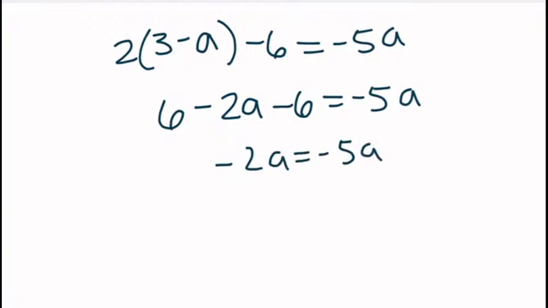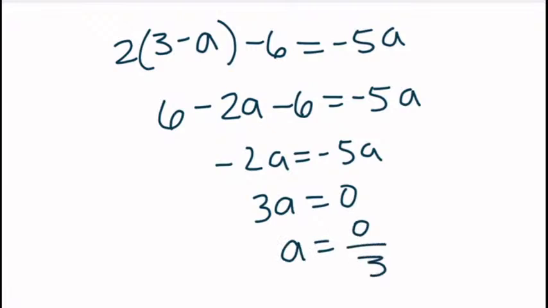Now you see that there are only variables left, and there are no numerical values, so we just combine the variables on one side. So I'm going to move over the negative 5a to the left side to make the coefficient positive. So negative 2a plus 5a is equal to 3a, and that would equal 0 because there's nothing left on the other side. And if we divide by 3, you get a equals 0 over 3. Now when the numerator is equal to 0, that means the number is just equal to 0. So we get a is equal to 0.